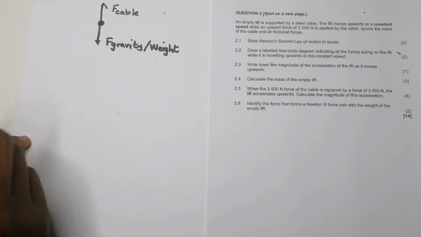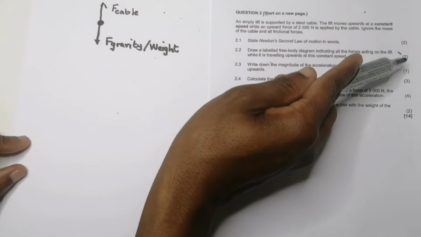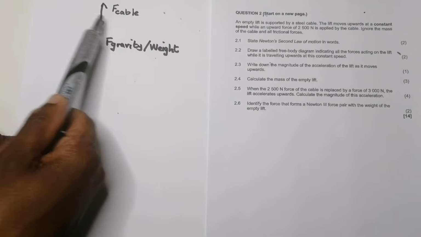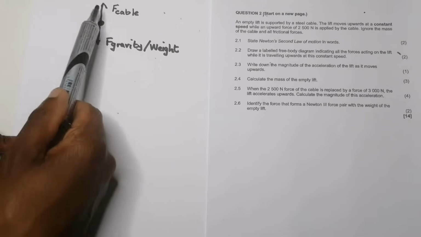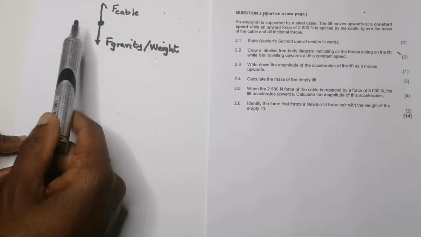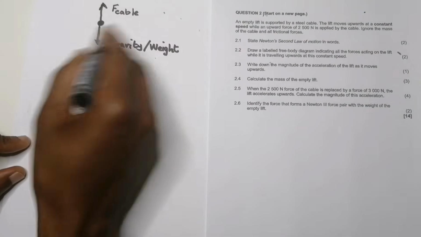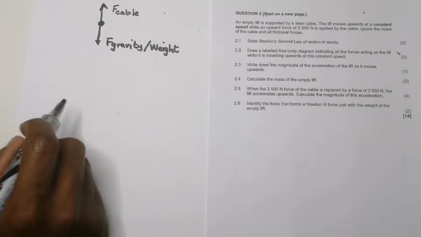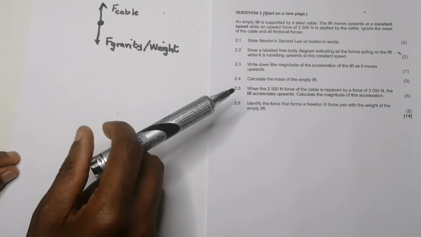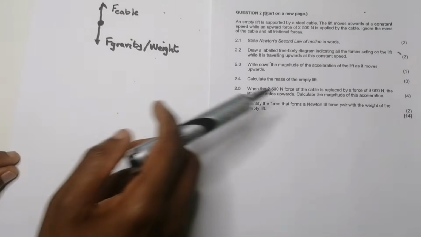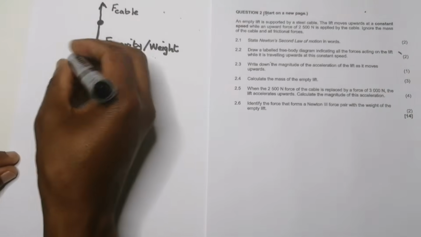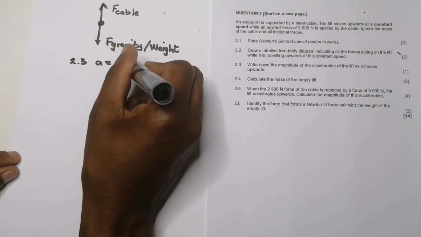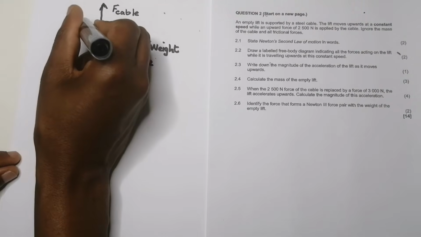Next question. By the way, it's 2 marks, so it's telling you there were only two forces. I've also made an indication of it by showing you the magnitude of those forces should be equal. Why is that? Because remember, acceleration is zero, so these two forces are balanced. Now they say write down the magnitude. They are not asking you to calculate it. They're saying write down the magnitude of the acceleration of the lift as it moves upwards. So in 2.3, the acceleration will definitely be 0 meters per second squared. Remember, this was 2.2.